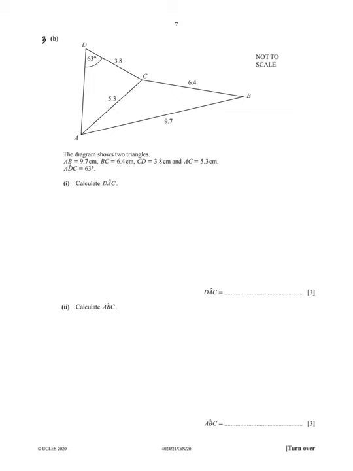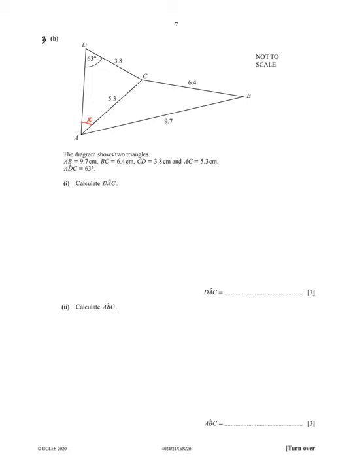Alright, it's question number 3, part B. It says that in the first part you need to calculate angle DAC. If I highlight the angle DAC, this angle is unknown. So let's say this angle is X. You can find the angle easily by using the law of sines here.